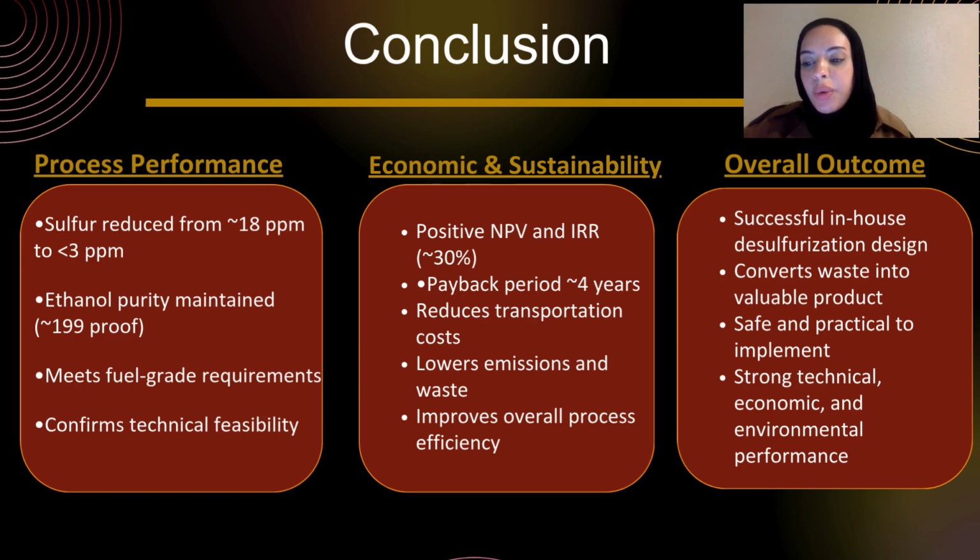In conclusion, our project successfully developed a process to remove sulfur from waste ethanol produced by Anheuser-Busch. Starting with the process performance, we were able to reduce sulfur level from around 18 ppm to below 3 ppm while maintaining the ethanol purity at approximately 199 proof. This means the ethanol product meets fuel grade requirements and confirmed that our process is technically feasible.